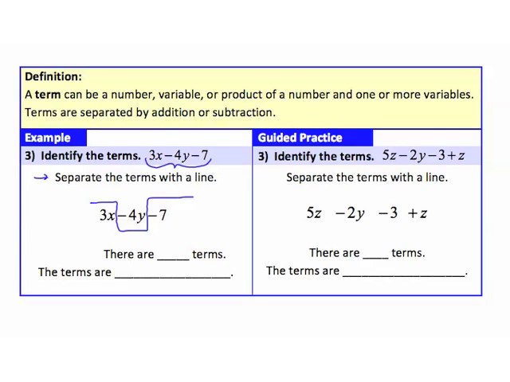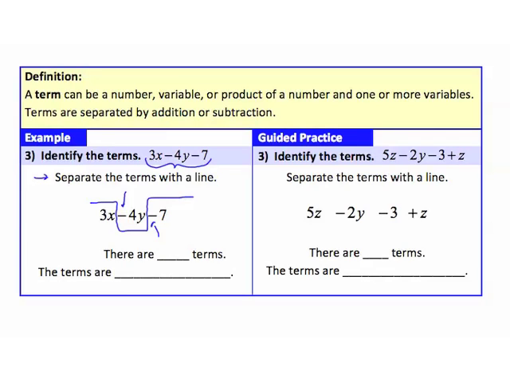Okay, now that I've got each of them separated with a line, notice as I did that separation, I included the sign in front of them. So I made sure that 4y contained the negative sign in front of it, and also here with that 7, I made sure that it contained the negative sign in front of it.